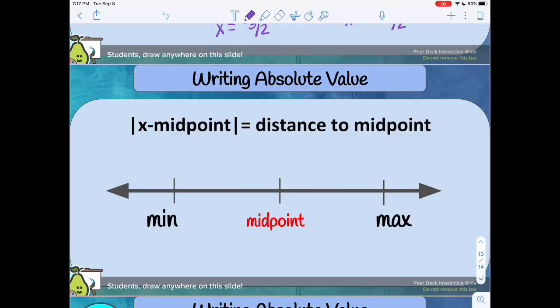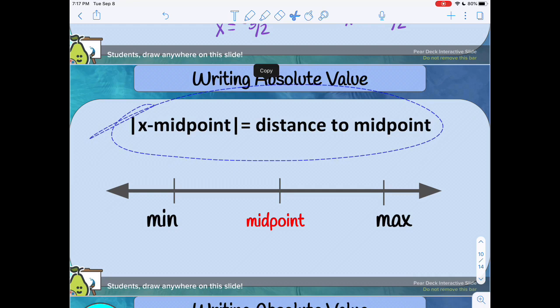All right, now that we've talked about solving absolute value equations, let's talk about going the other direction. Sometimes we'll be given the solutions and we'll be asked to write an equation. So whenever we are asked to write an absolute value equation, this is the format that our equation is going to take. |X minus the midpoint| is equal to the distance to the midpoint.